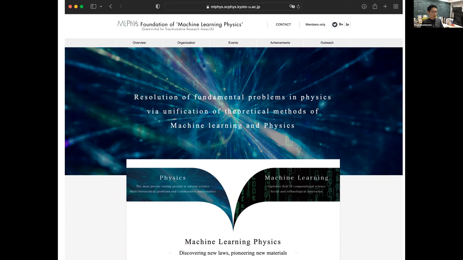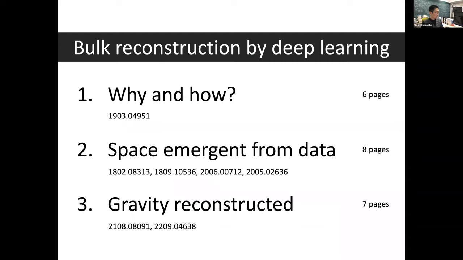So anyway, this is my content today. First, let me explain why I use deep learning for AdS/CFT and how I use it. Of course, I'll briefly tell you how machine learning works, and you'll find a similarity between the AdS/CFT correspondence and machine learning itself. I'd like to use this similarity to implement machine learning in AdS/CFT.